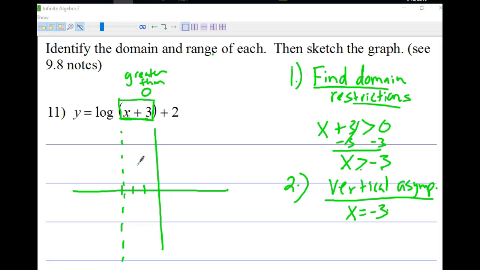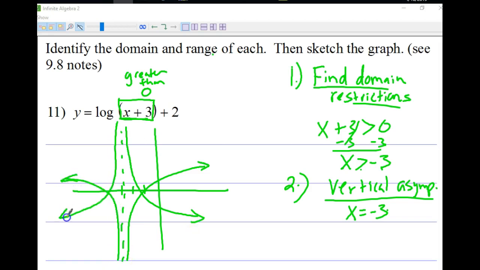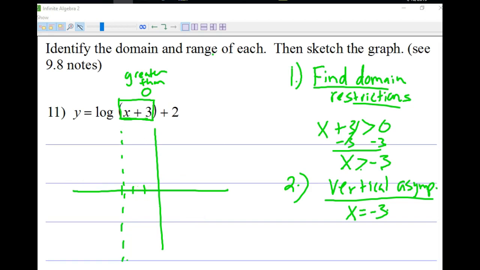Now, log functions can look in one of 4 ways. They can go this way, like that. They could be flipped upside down if there's a reflection. They can also be reflected to the left or flipped upside down and reflected to the left. So they can go in one of 4 different directions. The way we're going to figure out what direction they are in is by just picking a few points and plugging them in.